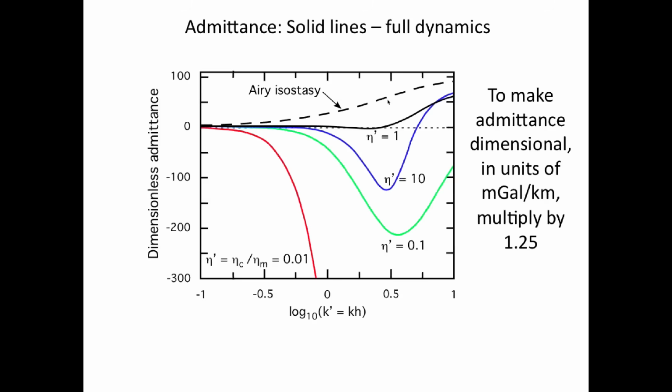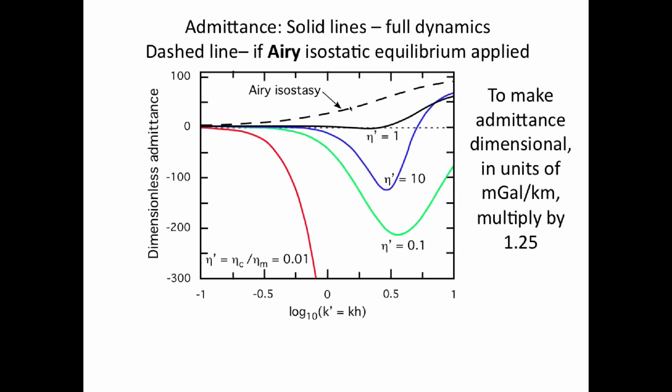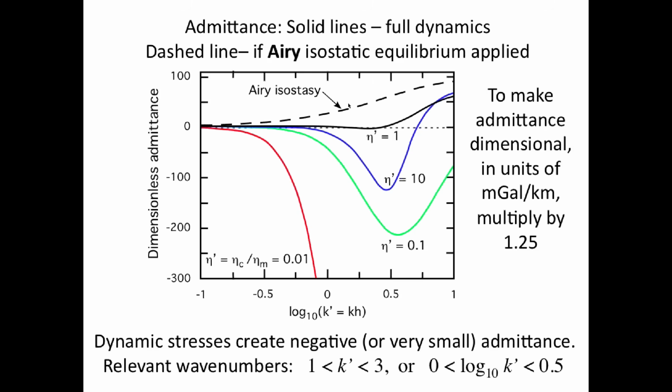Okay, well, what happens when we do this with our calculations? Well, remember, our gravity anomalies were negative, our surface topography is positive, so what we wind up with is a negative admittance, or a very small one in this case. The dashed line is Airy isostasy. It's positive. It's always positive. So dynamic stresses create negative or very small admittance in the relevant wave number range.